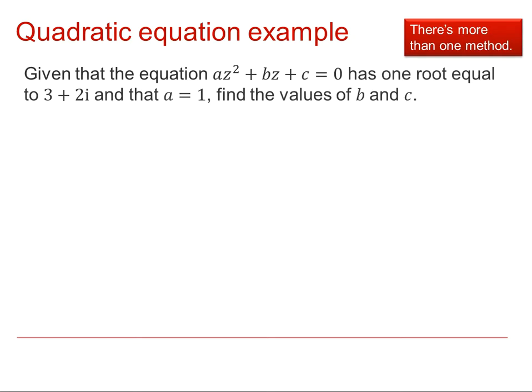Here's a typical example where we're given an equation az squared plus bz plus c equal to 0, and we're told that 1 root is 3 plus 2i, and also that a is equal to 1. And we're asked to find the values of b and c. Now there are different methods of doing this, so I'll look at a couple of them. Firstly, we can look at using the roots and coefficients.